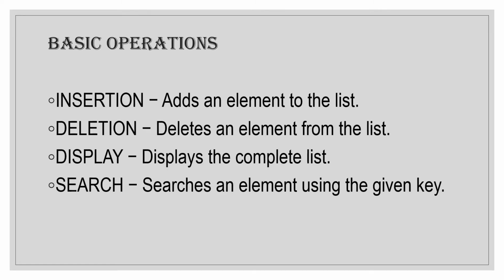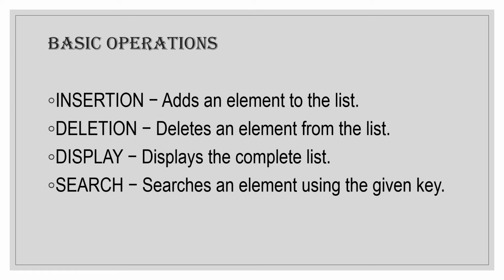Basic operations on a linked list: insertion, deletion, display, and search are some of the operations we can perform on a linked list. Insertion adds an element to the list. So we can add to the beginning, middle, or end of the linked list, and we can also delete an element from the beginning, middle, or end of the list. Display completely shows all the elements in the list, and the search operation finds a given element in the list. These are some basic operations, and here we are going to discuss the insertion operation.